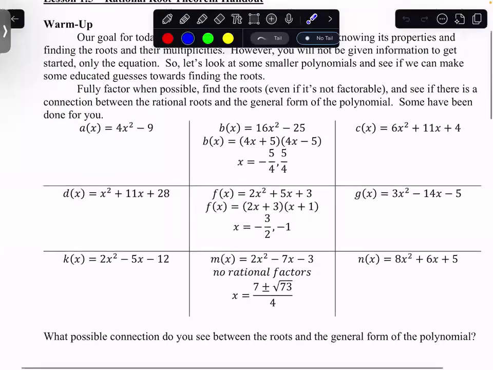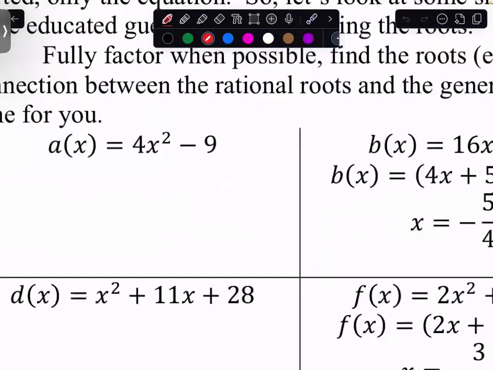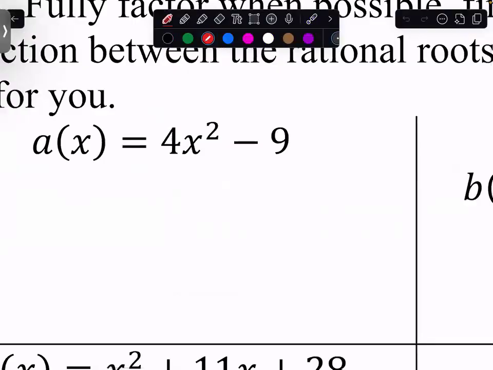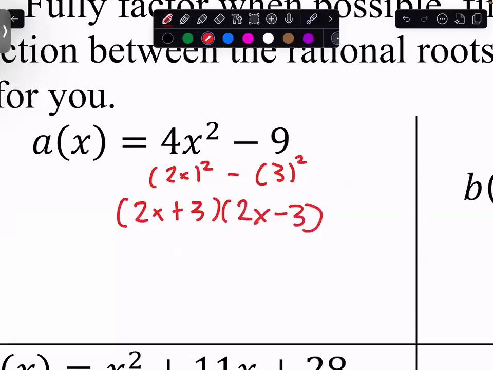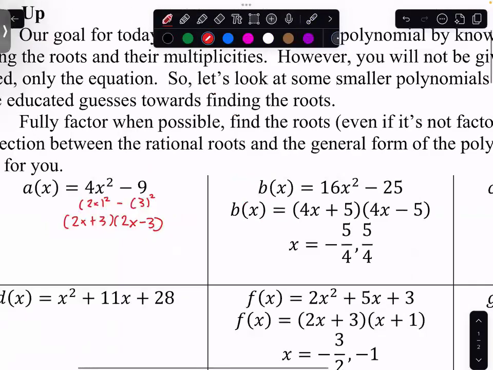Okay, so in this section, I want you to fully factor and find the roots. For example, a of x over here, you hopefully would be able to recognize that this is a difference of perfect squares. 4x squared is 2x all squared, 9 is 3 squared. So since it fits the pattern, we can factor it to first thing plus the second thing times first thing minus the second thing.